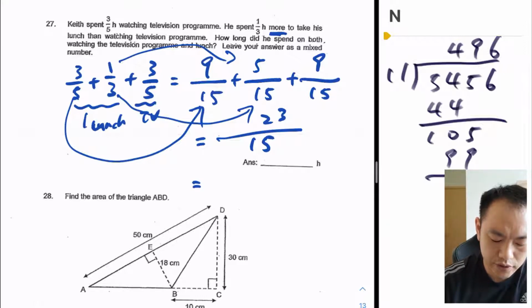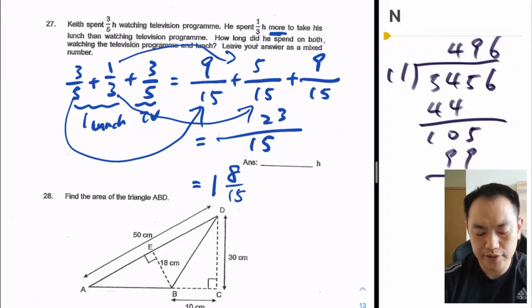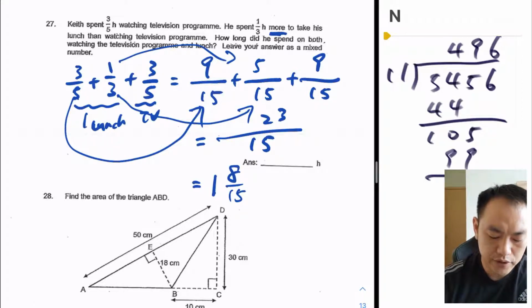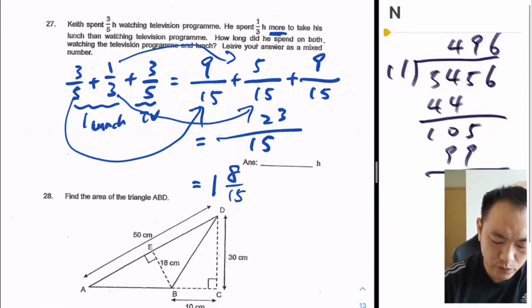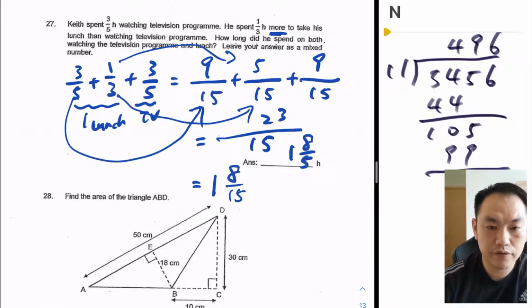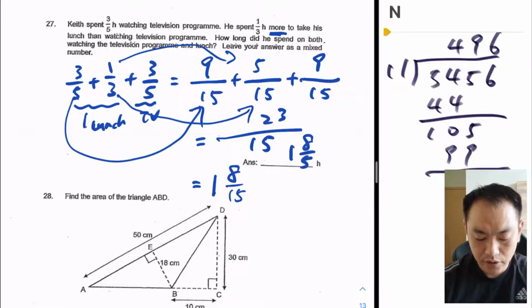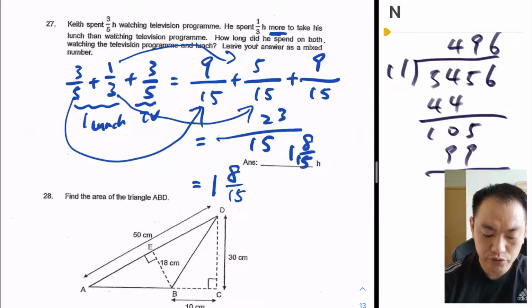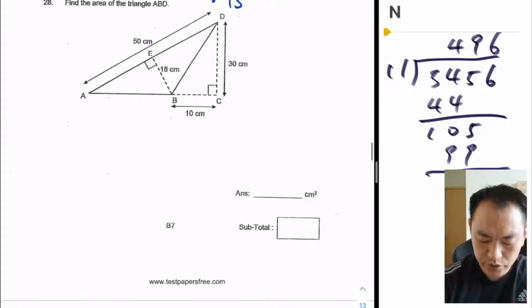They want the answer as a mixed number. It should be quite straightforward, so I will not explain how you convert from the fraction to the mixed number. Okay, so the answer will be 8/15. Okay. Let's move to the next question.